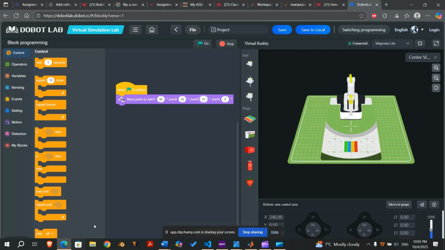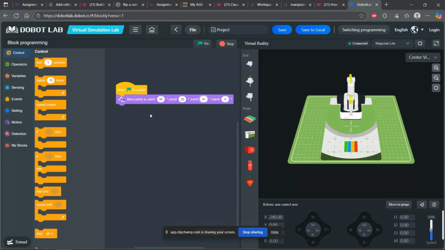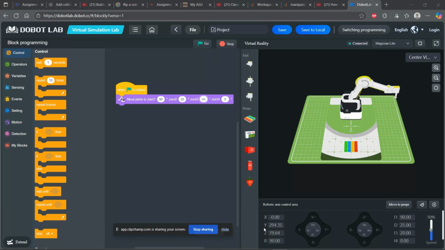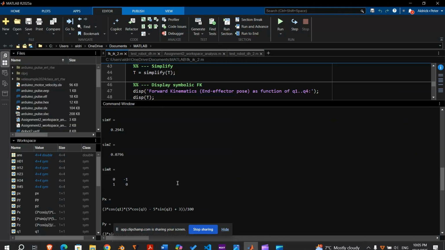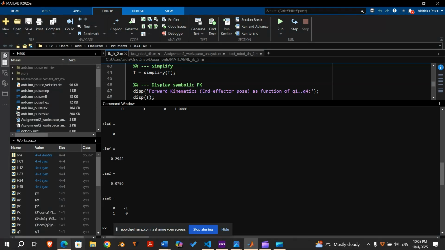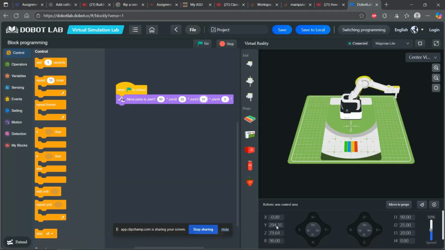Sorry. So this is the robot, and I plan to move the joints to 90 degrees, 25 degrees, 20 degrees, and 0, like we did in the simulation. Let's see if the forward kinematic solution is correct. Run it. As you can see, it is 294.35 and 79.64, which is close enough. Since the conventions and the encoder values are different, we will not always expect the same values. But in this case, we are lucky. We got the same values anyway.